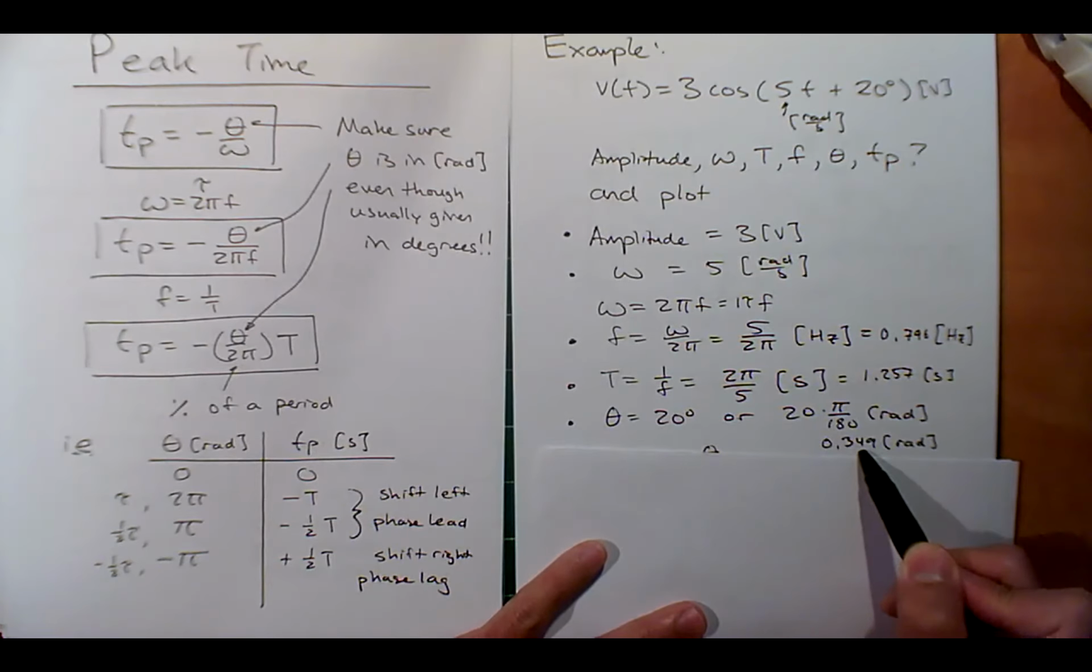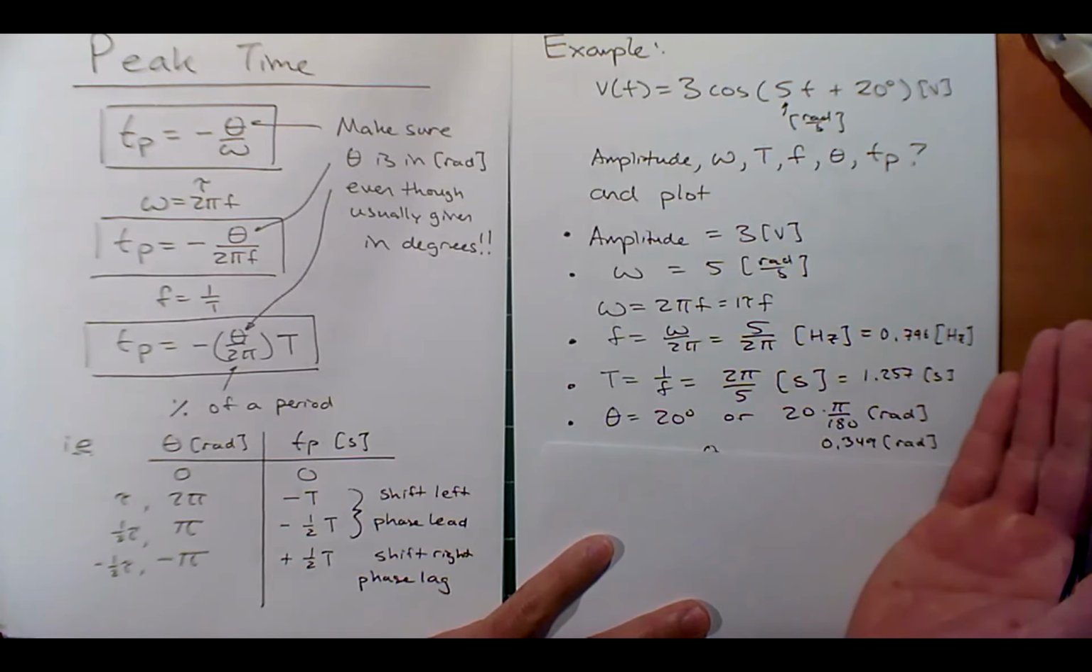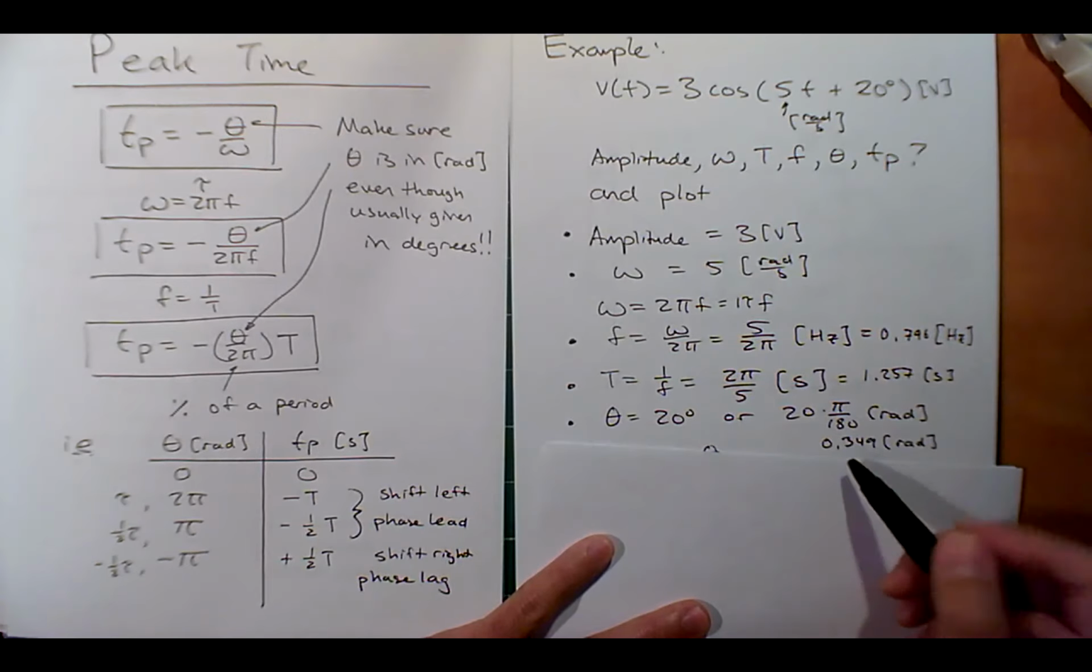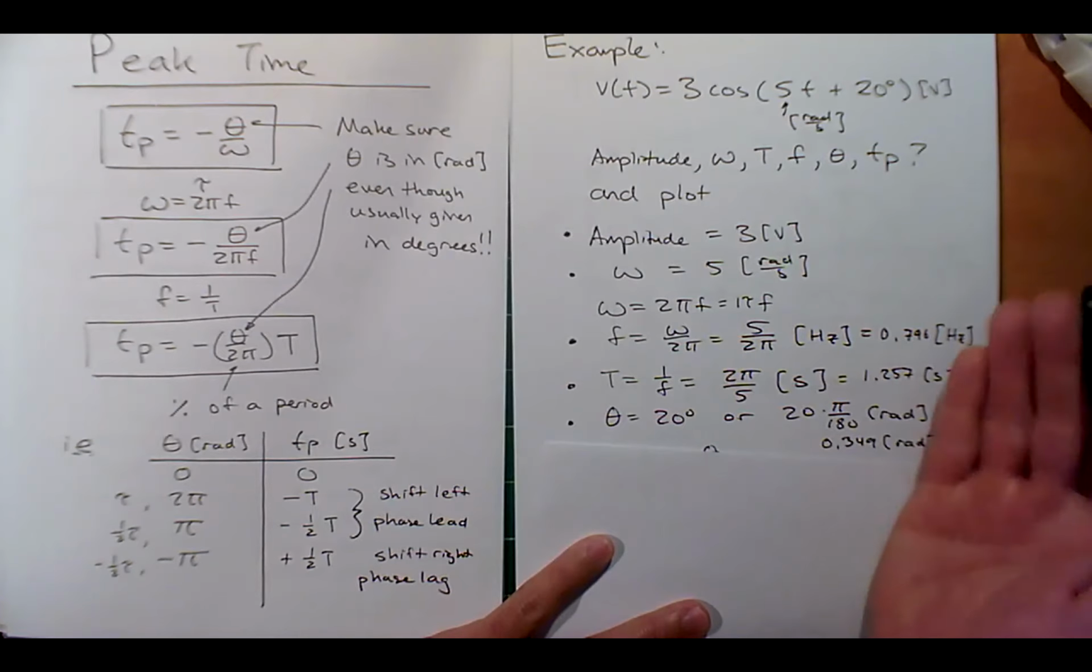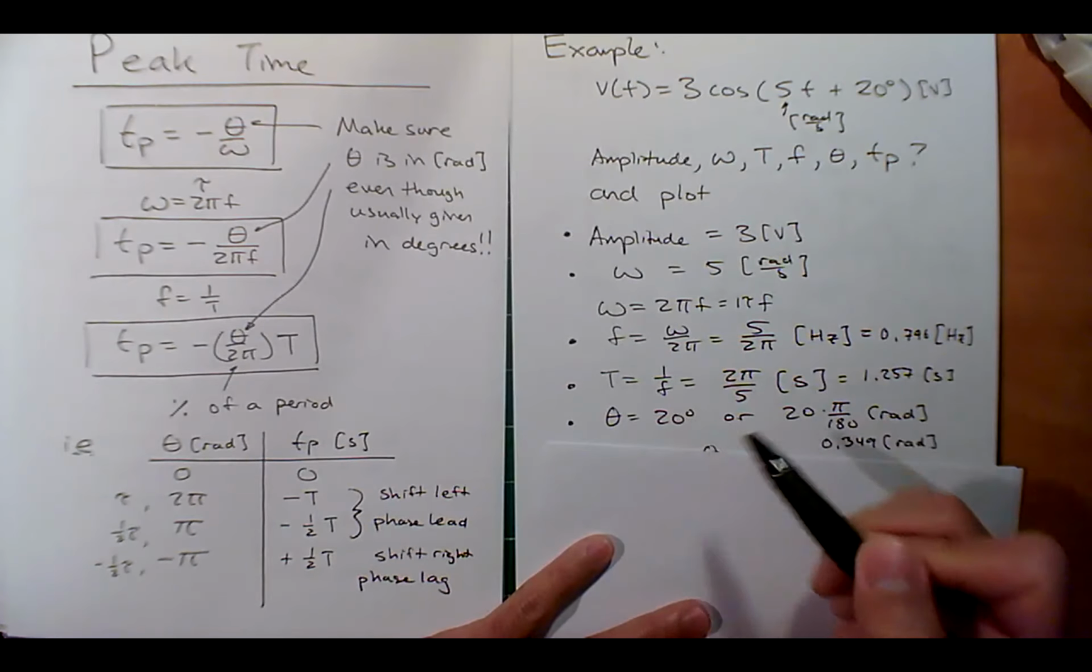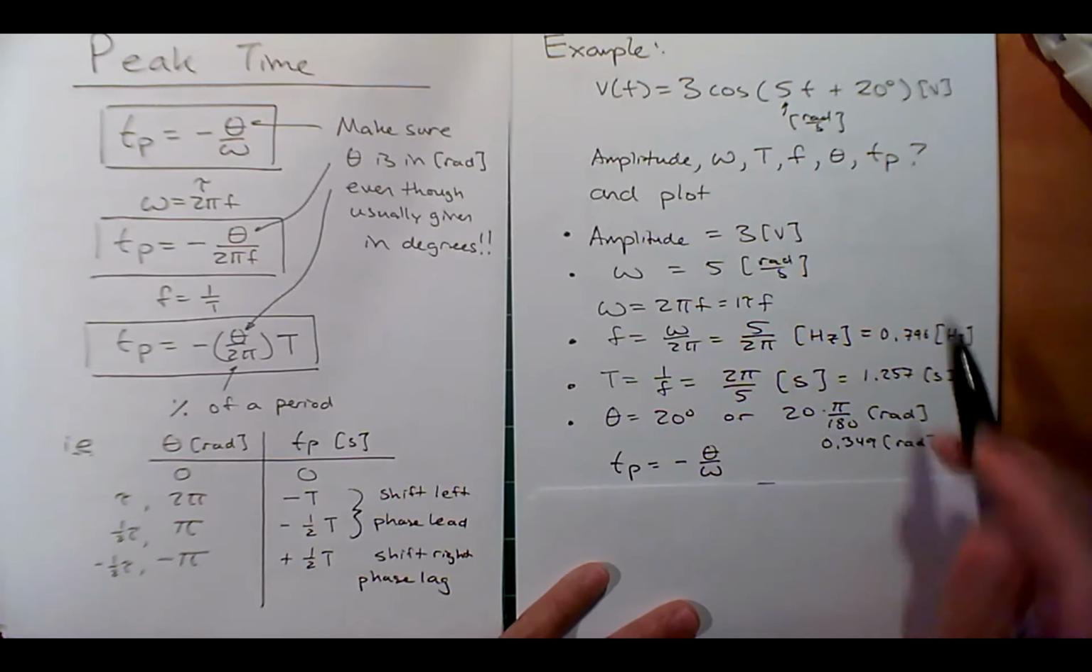34% of a radian. What's 34%? So 1 radian is about 60 degrees, right? This is a third of 1 radian. A third of 60 degrees is 20. Yes, good. Okay, what about the peak time?